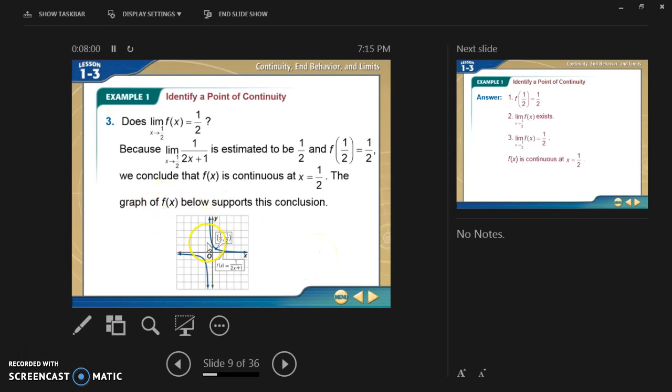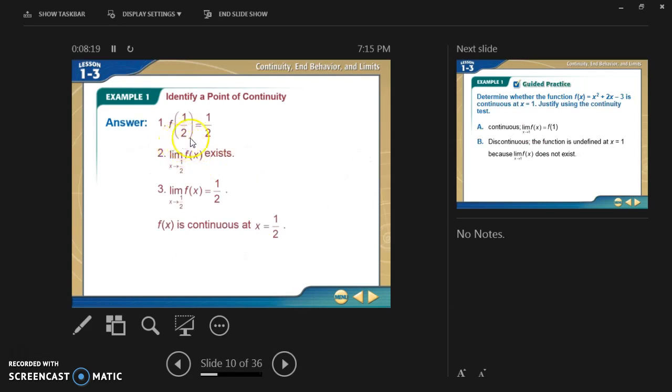And if you look at the graph of this, it supports that conclusion, okay? So now notice, we're saying this is continuous at a point. The whole function isn't continuous, but it's continuous at a point. So our answers here, yes, f of 1/2 was 1/2. The limit exists because we looked left and right. And then the third thing is, if the limit exists, find it. Well, we found it. It was 1/2, and it's equal to this. So that means it's continuous at that point c. So we know it's continuous at x equals 1/2. Doesn't mean it's continuous everywhere. Okay? All right.